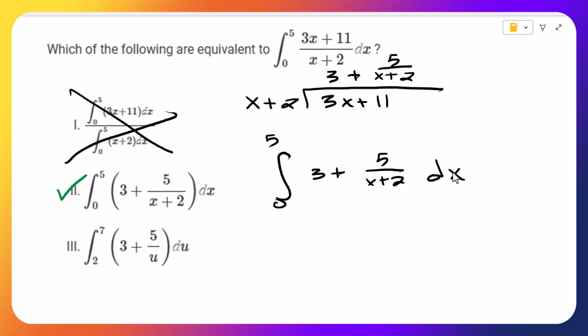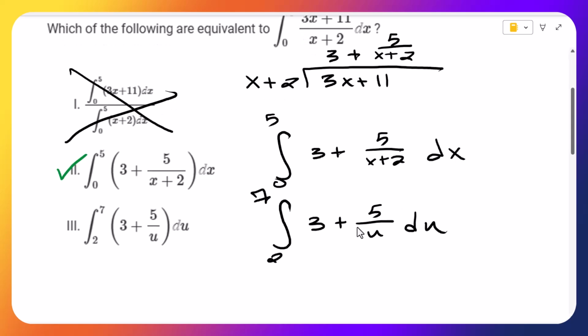Okay, and coming back, when you do your u substitution and you change the bounds of integration, remember when I said there are going to be questions where you need to change the bounds of integration, this is one of them. We change the bounds of integration and we get that, and boom. So which of the following are equivalent? Well, 2 and 3 are both equivalent to this integral up here.